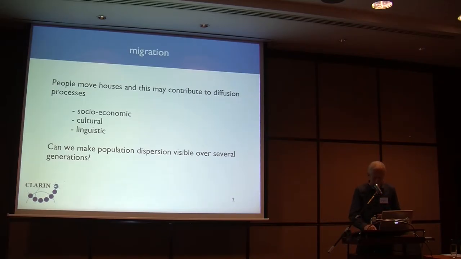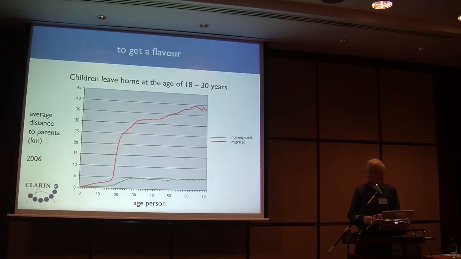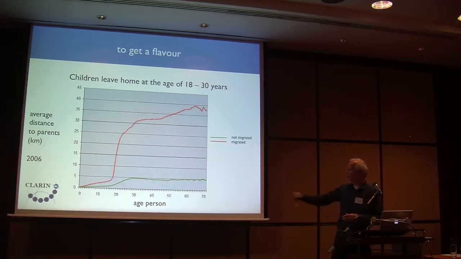So, do you move houses? When do you move houses, actually? And this is for the Netherlands, we also got from the data. Usually you stay at home with your parents until the age of 18, and then, if you move houses, you do that at that age, and in the Netherlands you only move, let's say, 30 kilometers on average, which is not far, but it has a long tail.